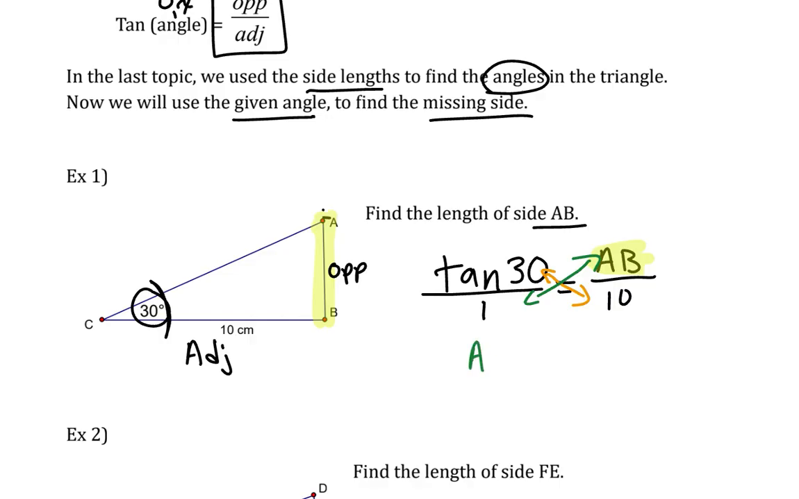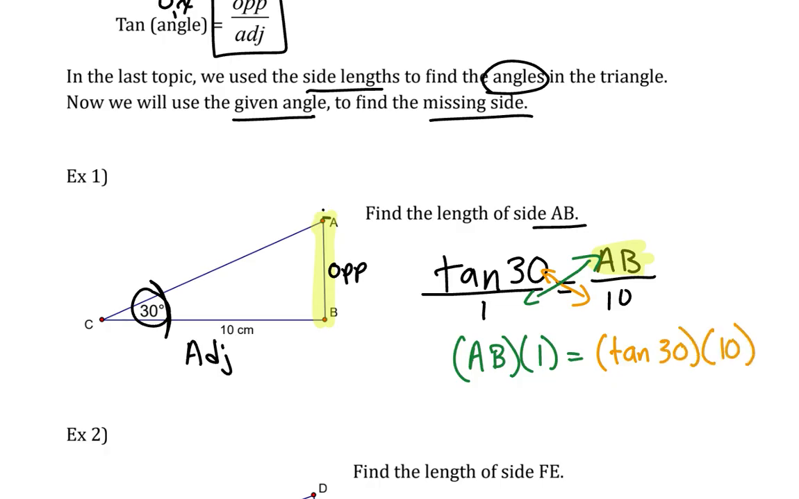So on this side, I'm going to say AB, and it doesn't matter which one it is. And actually, I'm not going to use times, I'm going to use brackets, because sometimes we have x's that are confused with multiplication. And then I have tan of 30 times 10.